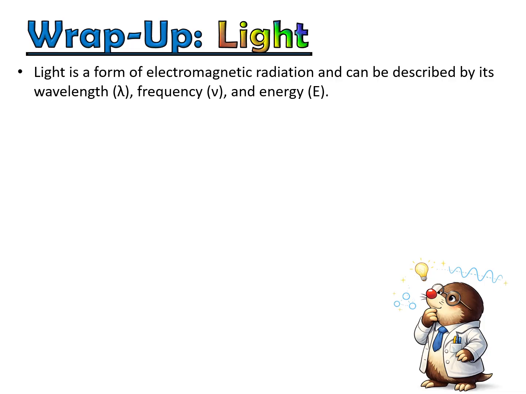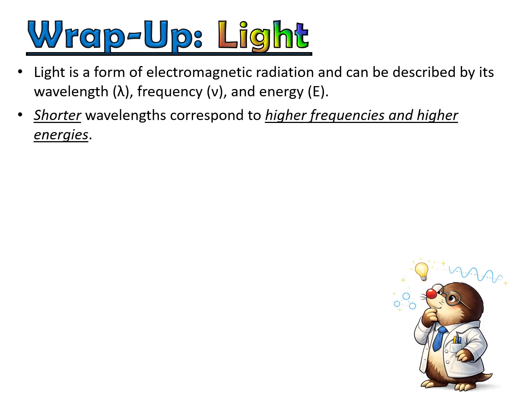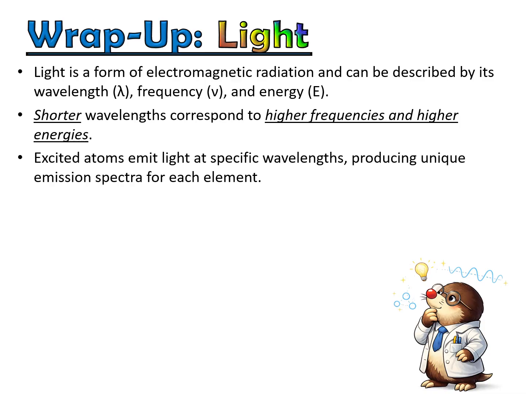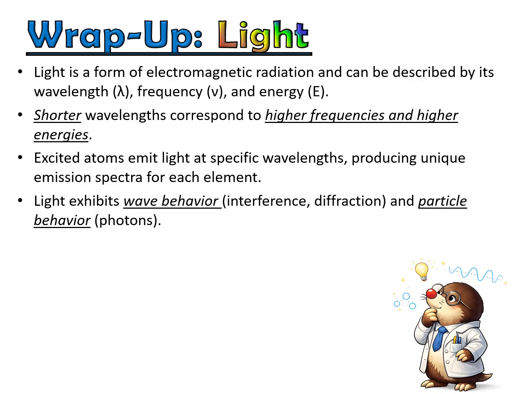All right, so the wrap up for this lesson on light. Light is a form of electromagnetic radiation and can be described by its wavelength, which remember we're going to use the symbol lambda, frequency, nu, and energy, capital E. Shorter wavelengths correspond to higher frequencies and higher energies. Just think about the little guy in the boat. Excited atoms emit light at specific wavelengths, producing unique emission spectra for each element. And it should be excited electrons.